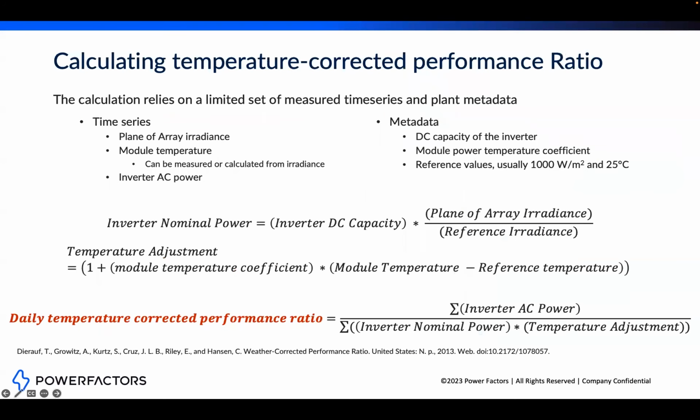Then we calculate the actual temperature corrected performance ratio. This calculation relies on a small set of time series and metadata listed here. We generally recommend direct measurements, as I said before. Then we calculate the temperature adjusted nominal power according to the citation from Deroff, and then generally we sum the values over a day. And we filter the intervals excluded from the sum.